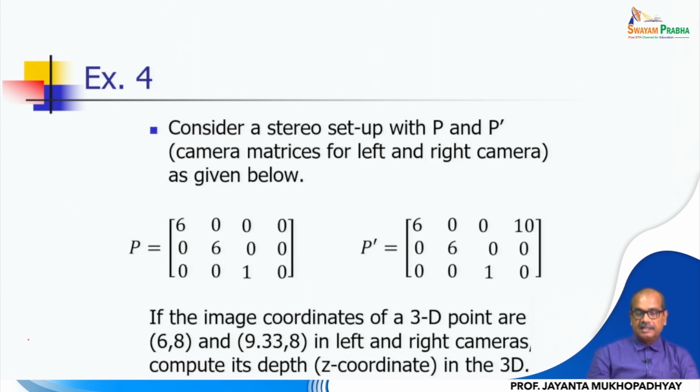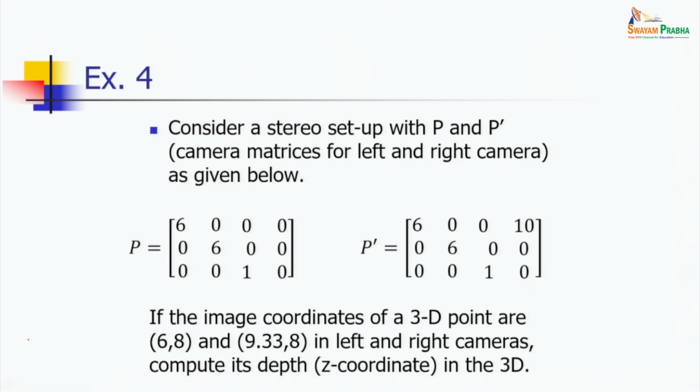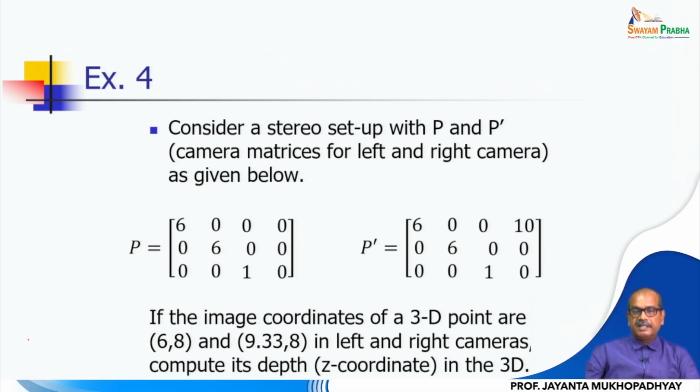So this is a case of the general camera motion that we discussed. Now let us once again understand this particular type of relationship with an example. Consider a stereo setup with two camera matrices P and P prime, which are given here. You can see that in this setup the respective 3x3 matrices remain the same.